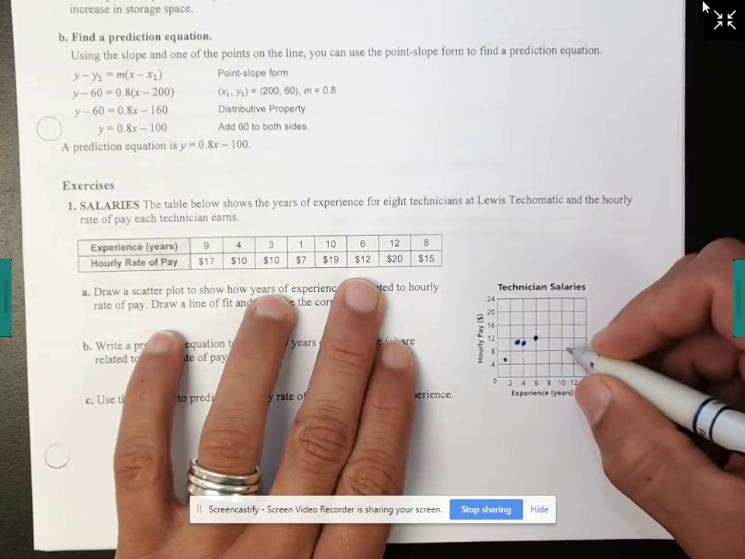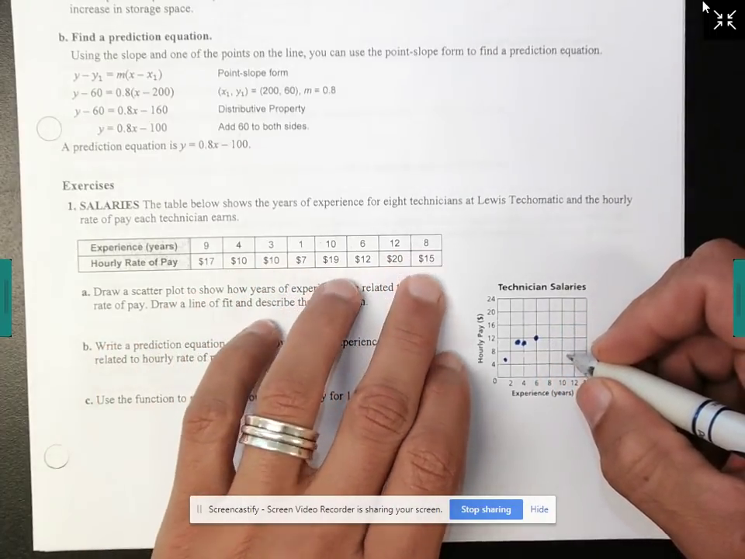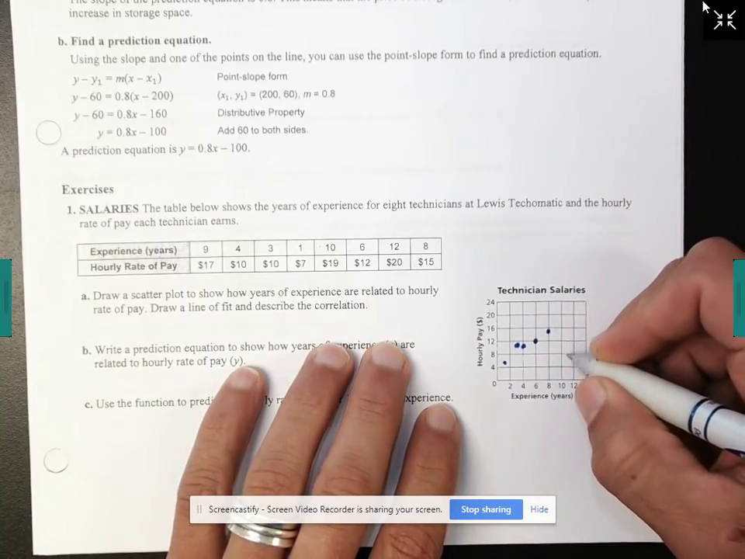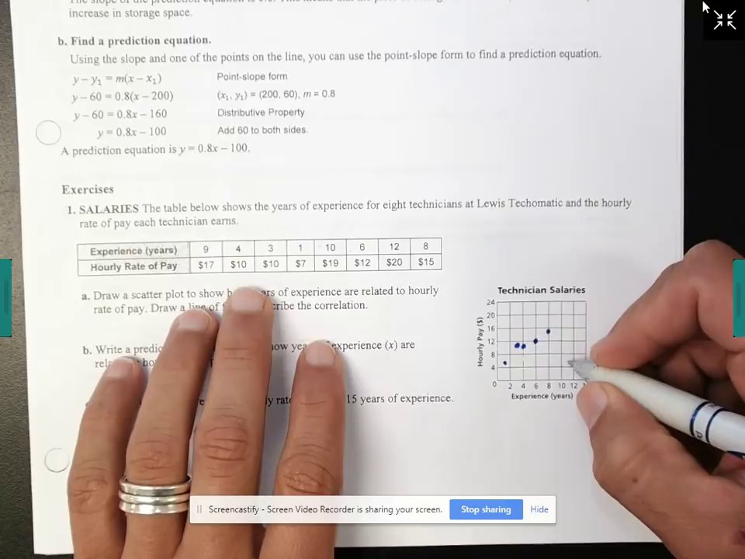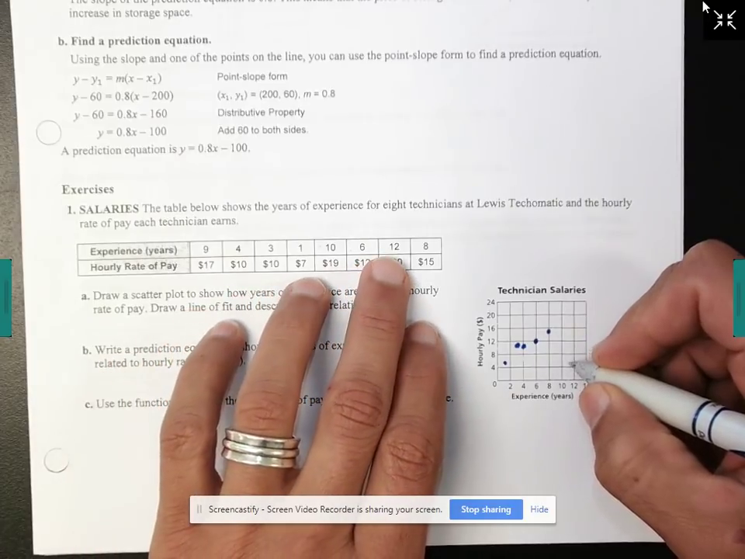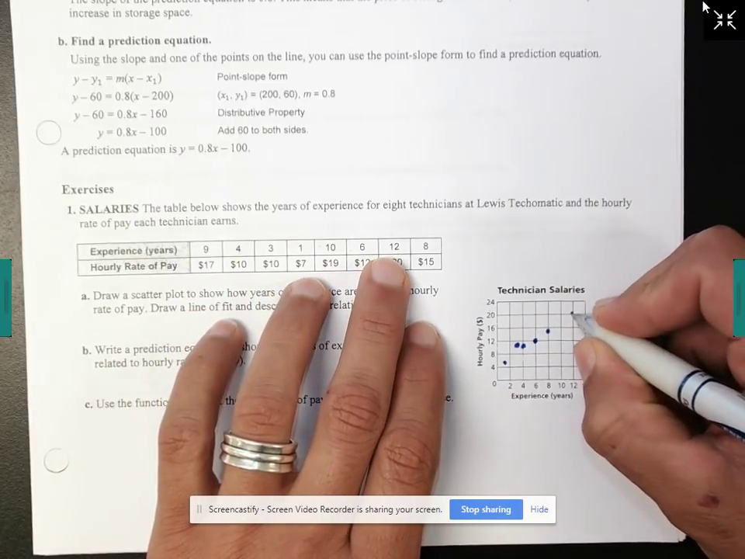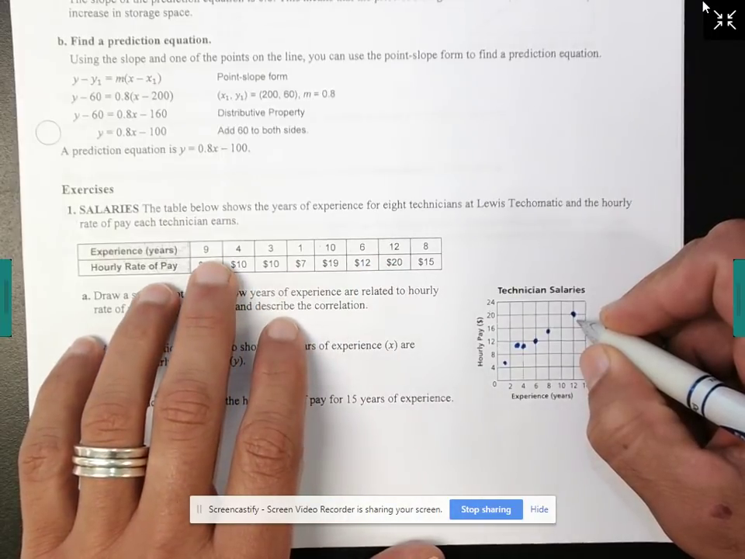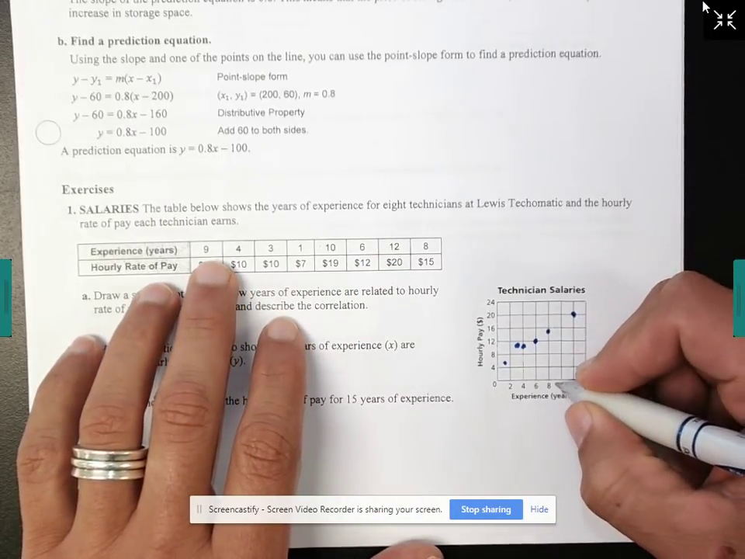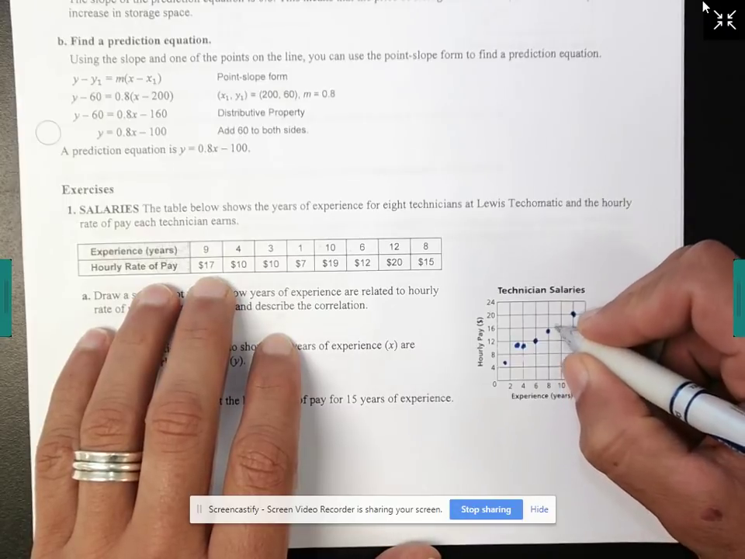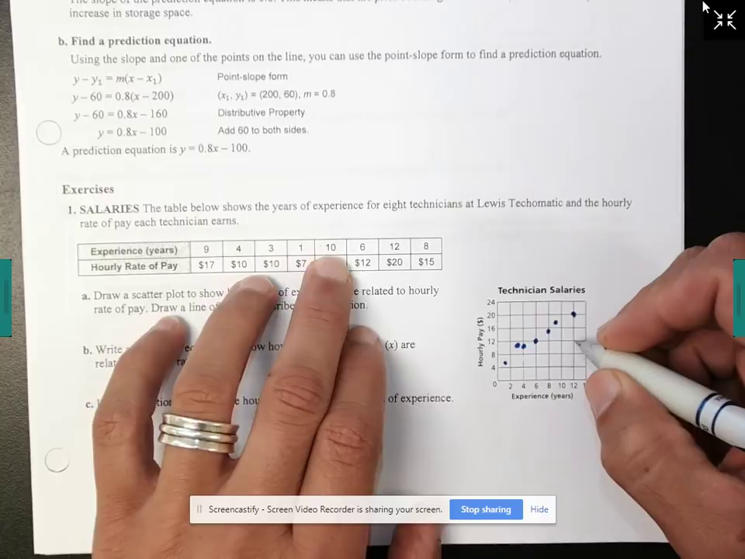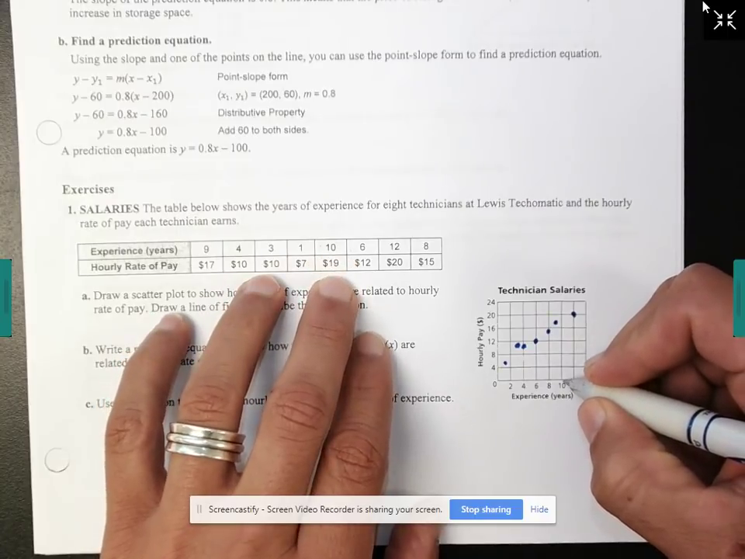We have an 8 and 15, somewhere around there. Let's see what else we got here. 12 and 20. It's all the way over here. Let's see what else we got here. 9 and 17, just about there. Let's see if we got anything else. We got a 10 and 19.